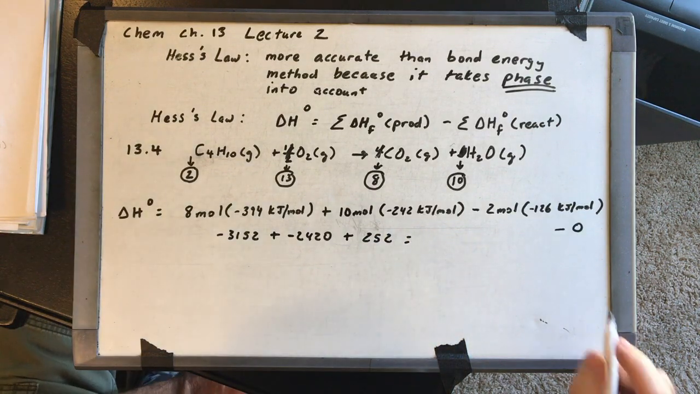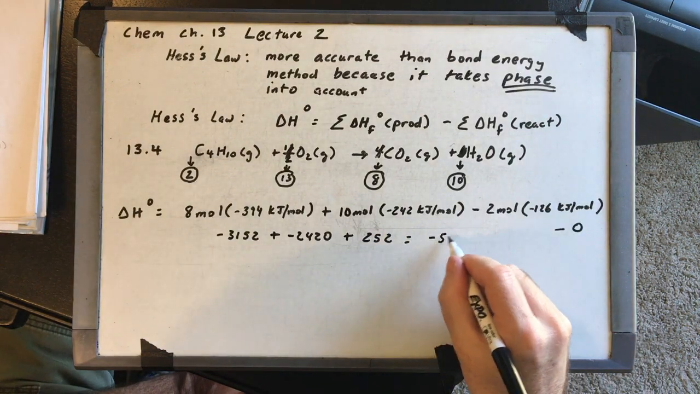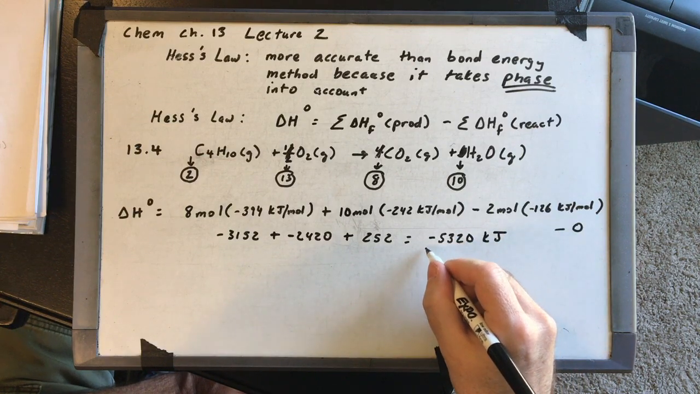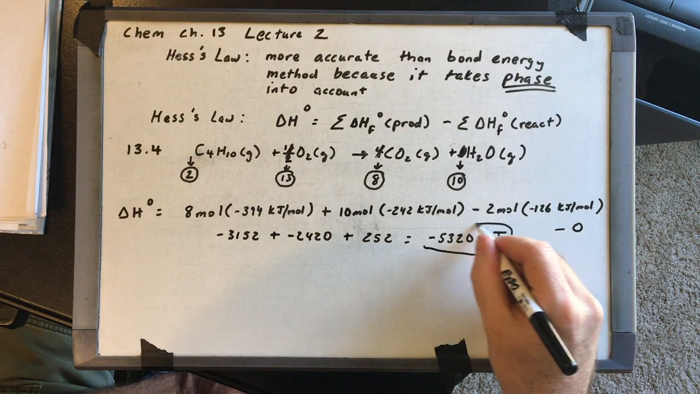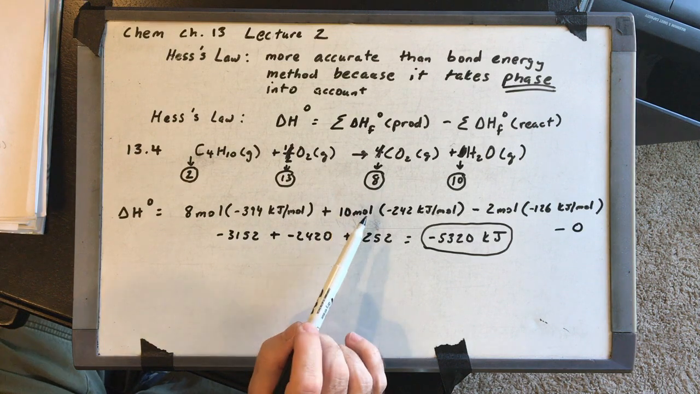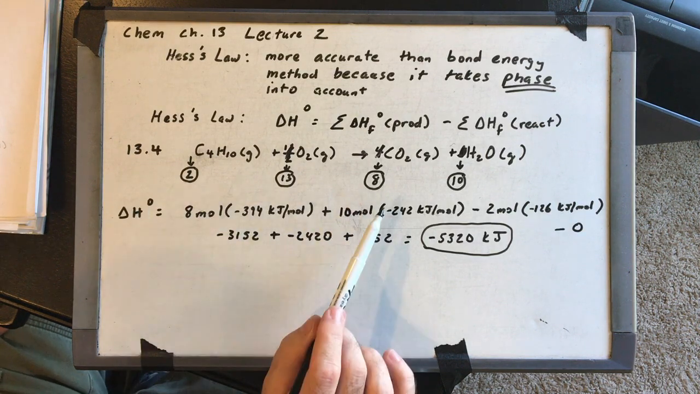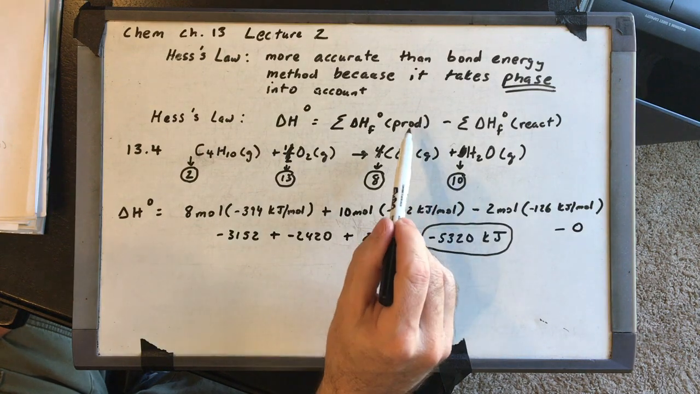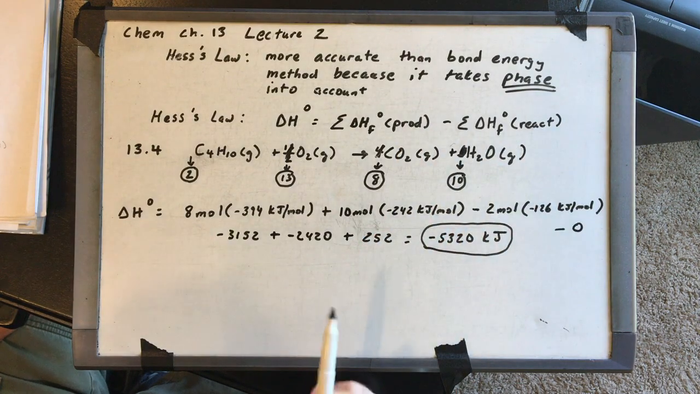So that is negative 5,320 kilojoules. Makes sense that it's negative. This is a combustion reaction, should release heat to the atmosphere. Okay, so really easier than the bond energy method. You don't have to fool with the Lewis structures. You just got to get a balanced chemical equation and make sure you do product minus reactant and not the other way around.